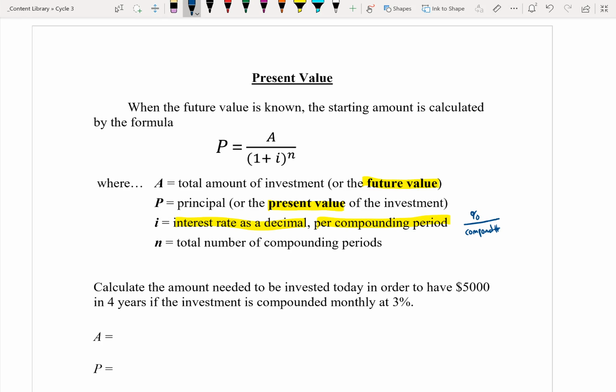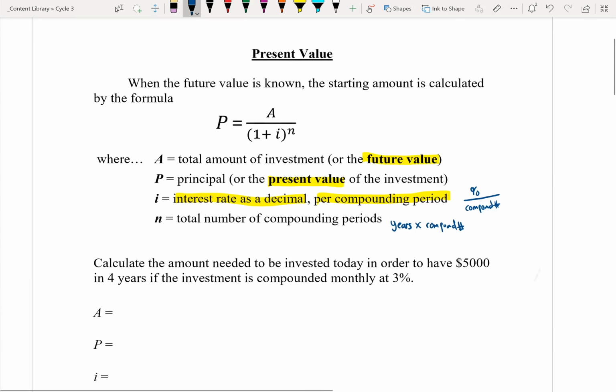So again, what does annually mean? What does monthly mean? And so on. And n is the total number of compounding periods, which was just years times compound number. So again, the exact same things that we would need for compound interest, just in a rearranged formula.